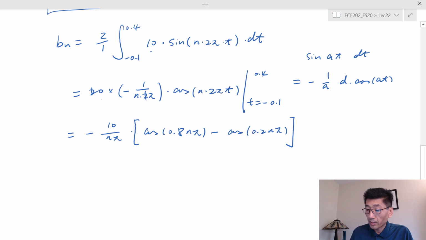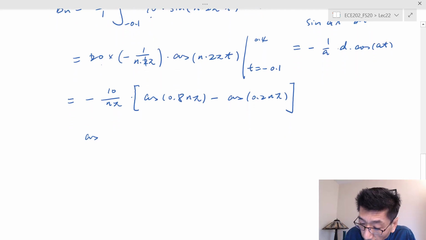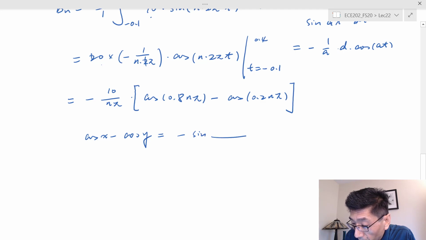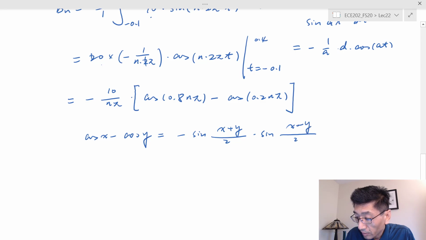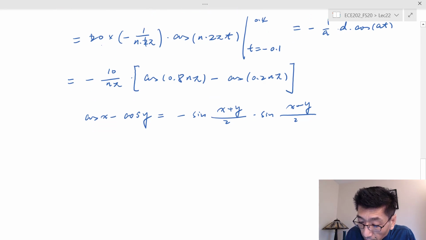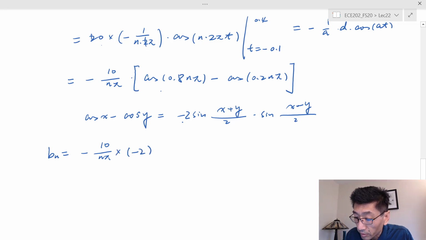And now we need to utilize the trig identity. Cosine x minus cosine y is going to be equal to negative 2 times sine of half of x plus y times sine of half of x minus y. If we apply this trig identity here, we're going to get b_n equal to, I have a negative sign from these, and negative 2 times negative 10 over n pi. So we just carry everything over, just don't make any mistake.